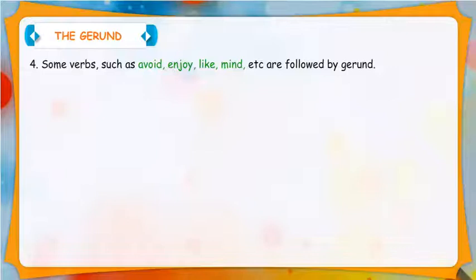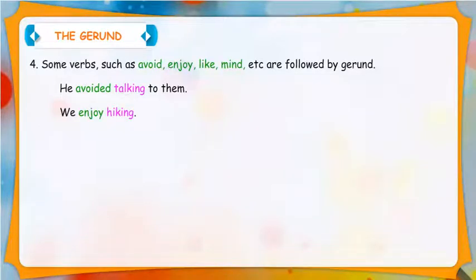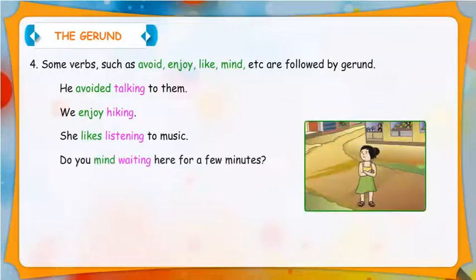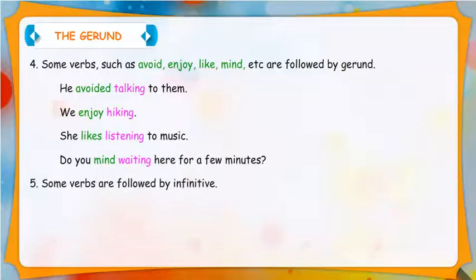Some verbs such as avoid, enjoy, like, mind, etc. are followed by gerund. He avoided talking to them. We enjoy hiking. She likes listening to music. Do you mind waiting here for a few minutes?